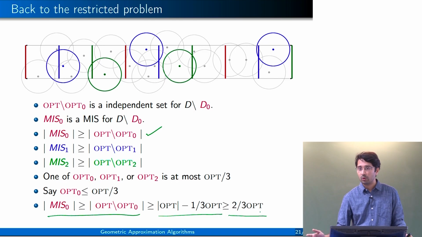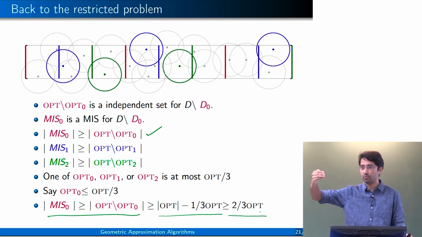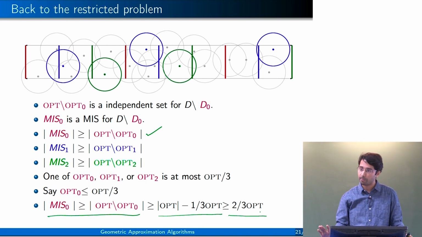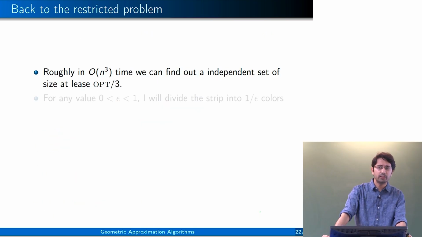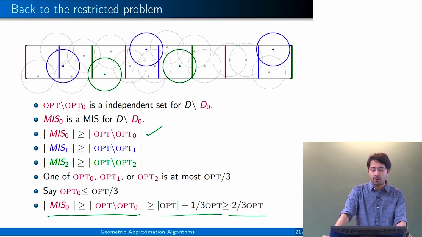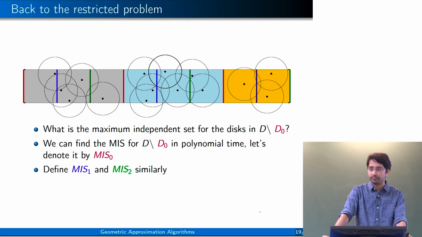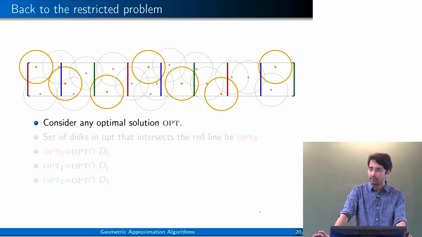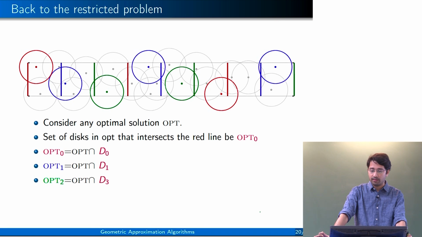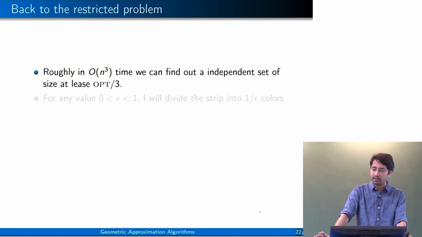So, what have we done? We have reported the maximum of MIS 0, MIS 1 and MIS 2. That also has to be greater than 2/3 of the opt, right. Are you with me? Have the idea? Okay. How much time will it take to find this solution? N cube for each strip, right. So, roughly speaking it will take n cube time.